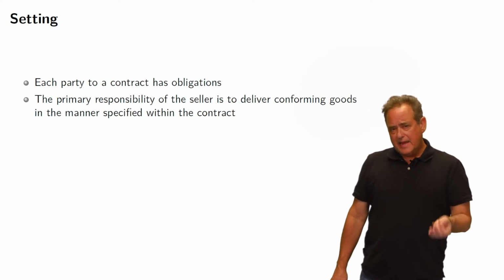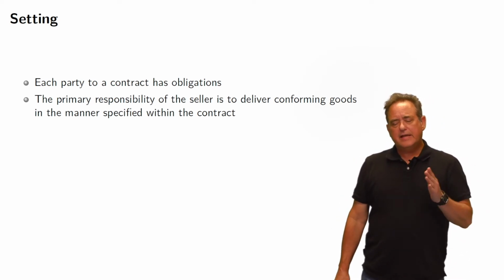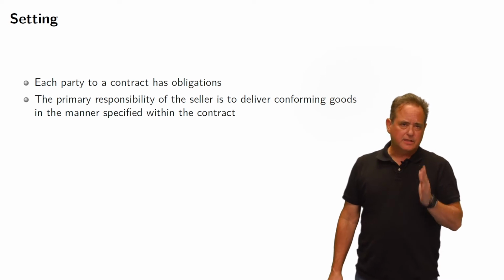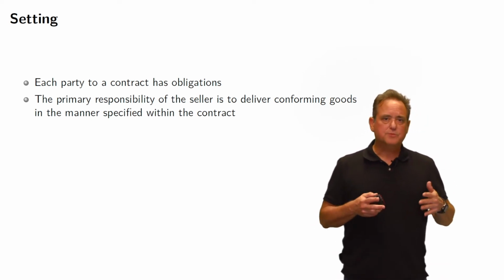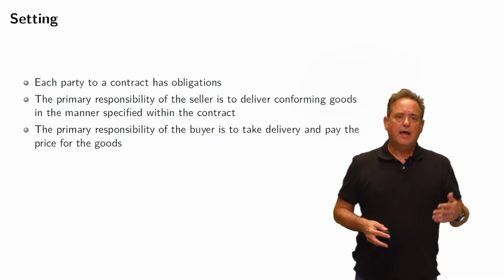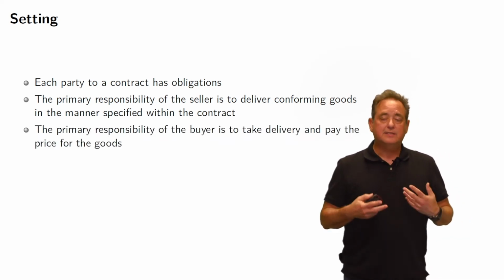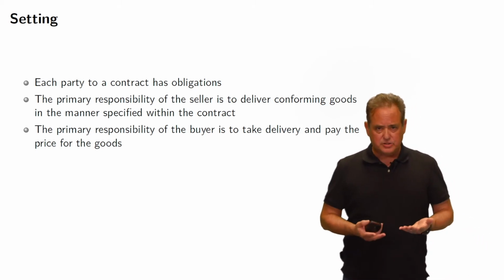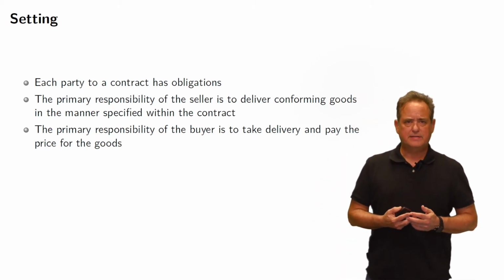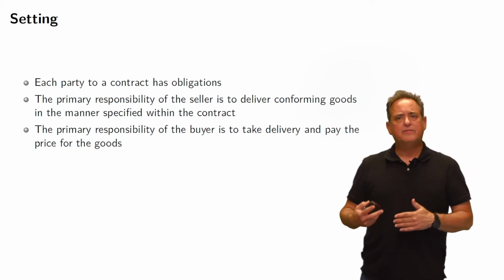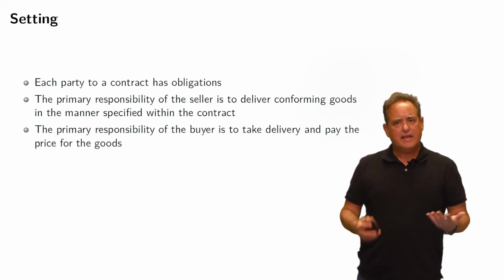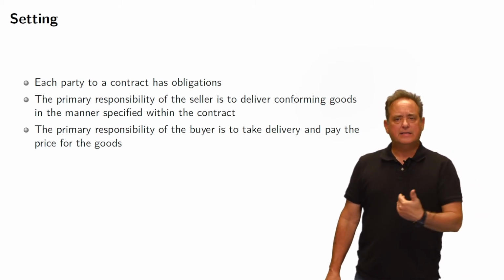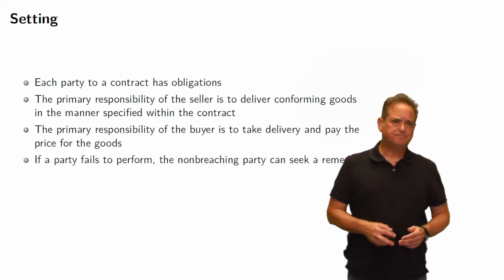Now, in a sales contract with a buyer and seller, each party has obligations. The primary responsibility of the seller is to deliver conforming goods in the manner specified within the contract. And the primary responsibility of the buyer is to take delivery of those goods and pay the price. So these are the expectations that the parties had. Going back to our first lecture on expectations, the primary responsibility of each party is already decided in every contract. The seller is to deliver conforming goods. The buyer is to take delivery of the goods and pay for the goods.